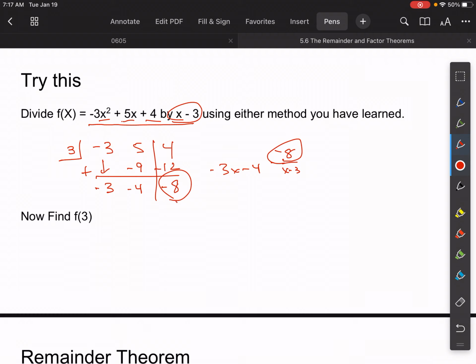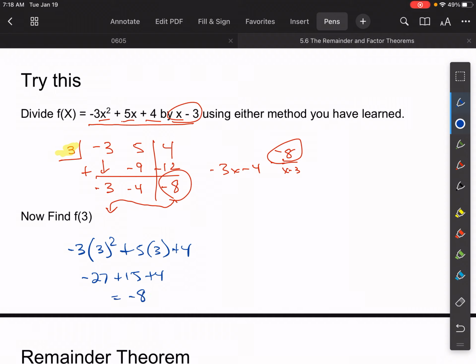Let's compare that to now plugging in a 3, which is what makes that whole thing go to 0 again, right? It's what's in this box. Let's just evaluate the function at 3 and see what happens. I want you to see the connection here, so I'll do this one in blue. If I did -3 times 3 squared plus 5 times 3 plus 4, 3 squared is 9, 9 times -3 is -27, plus 15 plus 4. If I add these up, I get -27 plus 19, which is equal to -8.